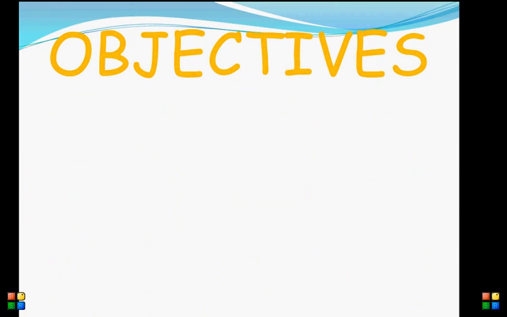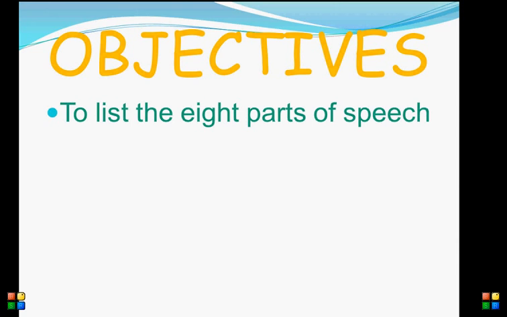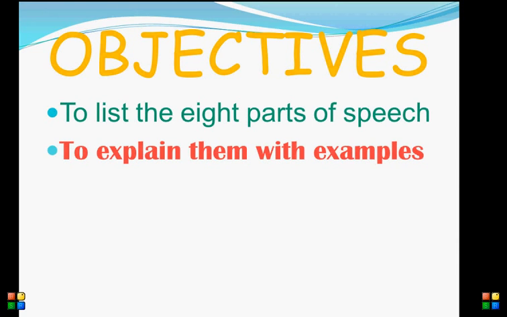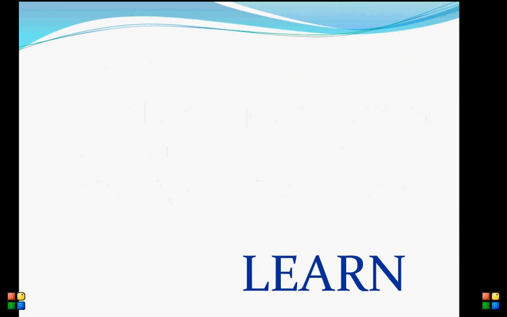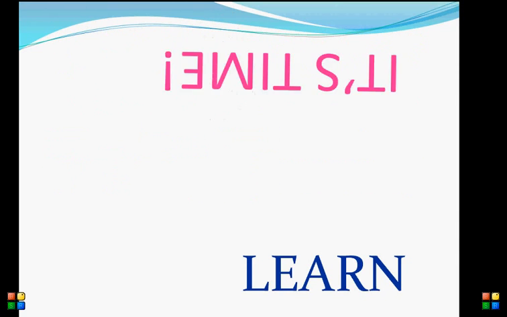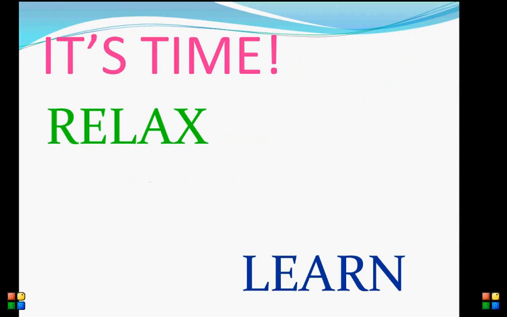We're going to see the objectives for this lesson. The first thing we'll do is to list the 8 parts of speech. We're also going to explain them with examples. And we're going to identify them in sentences. All right, it's time. Relax, watch, and learn.